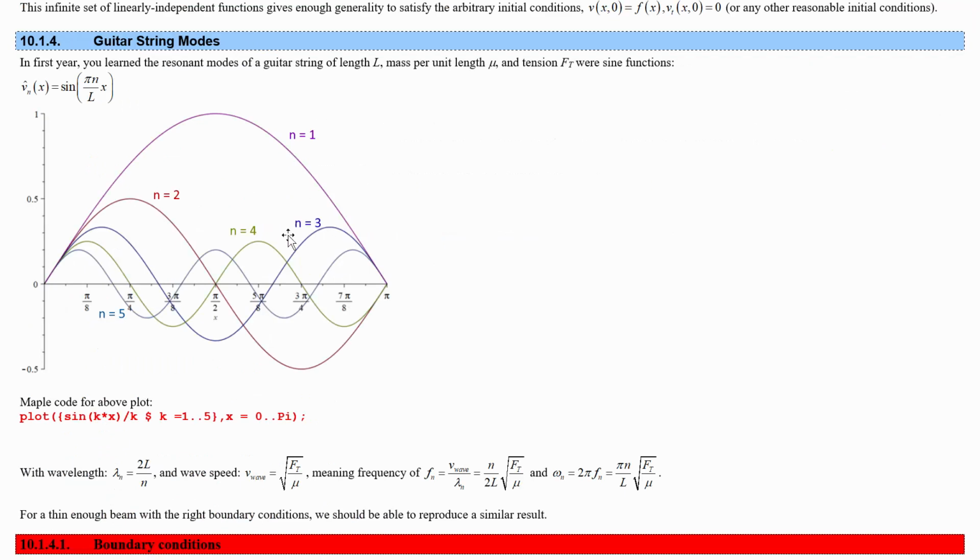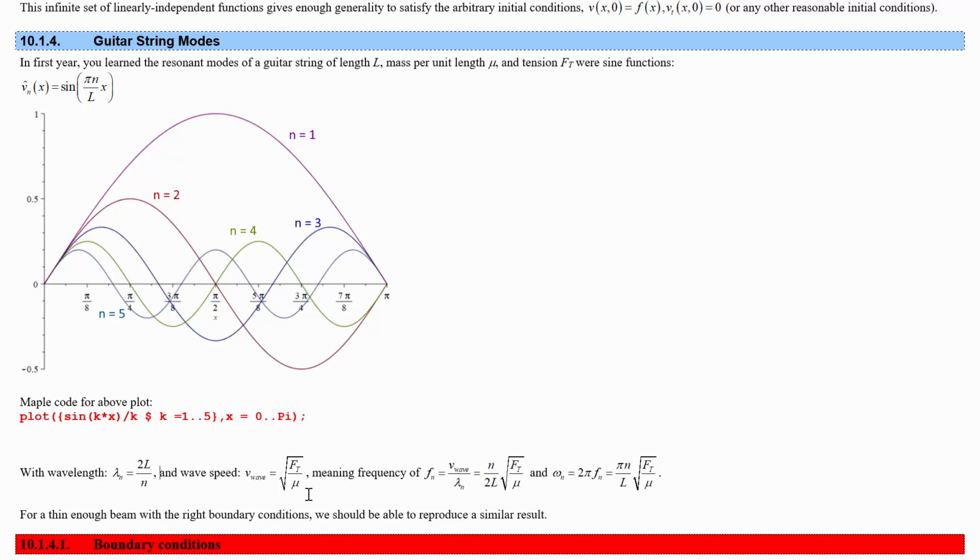All right, let's try a different problem rather than a cantilever. In first year, you were able to find the resonant modes of a guitar string of length L, mass per unit length mu, and tension force Ft, and that those were sine functions like this. So you took guitar string modes, and maybe you did this in high school too, but you've got sine functions which are going to be the mode shapes that we're looking for, maybe scaled differently than this. This is just showing that they all kind of line up at different spots there.